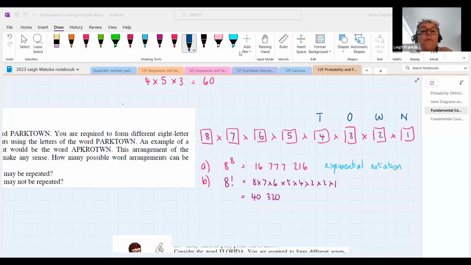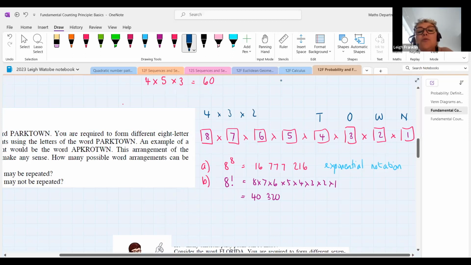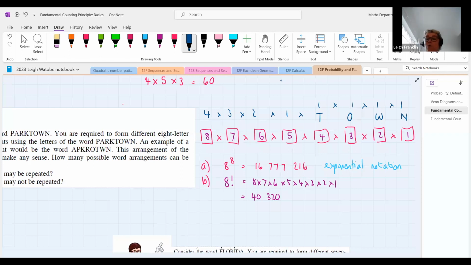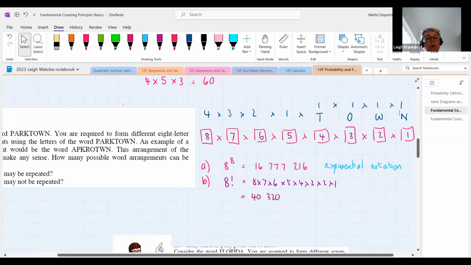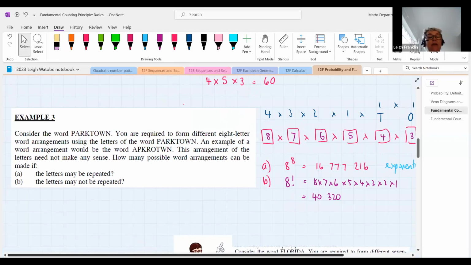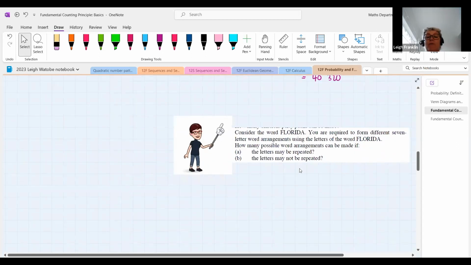No repetition. Then it's exactly what Cheslin would have said. Okay, so 4 by 3 by 2 by 1 by 1 by 1 by 1 by 1. So in that case, there would only be 24 different arrangements that you could make. Okay, nice question. Thanks, Nhlanhla. And thank you, Cheslin, for answering that so quickly and correctly for us.